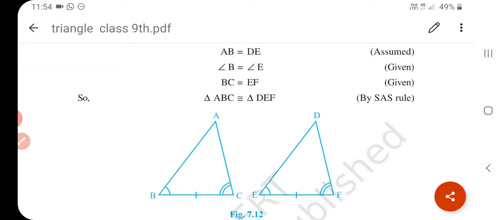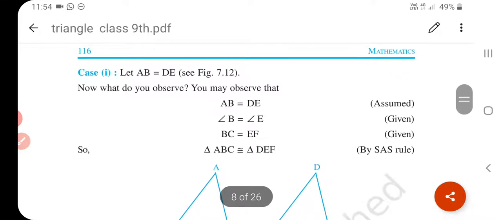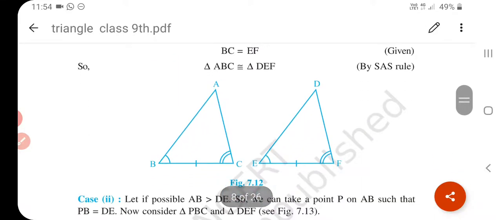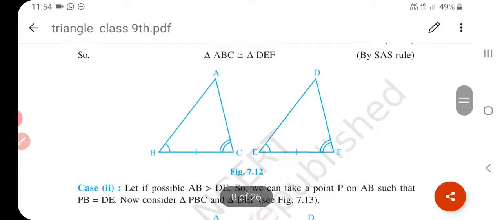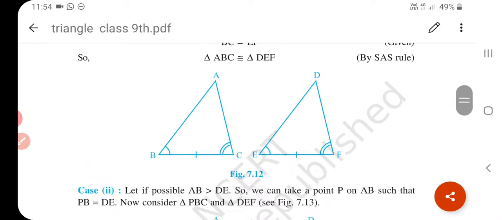It's given. Okay, we have assumed AB and DE equal. Okay, angle B and angle E are equal. BC is equal to EF, and so we can say that, see here, angle C is equal to angle F. It's given. So we can say that the angle-side-angle congruency rule says these two triangles are congruent to each other. Okay, understand?